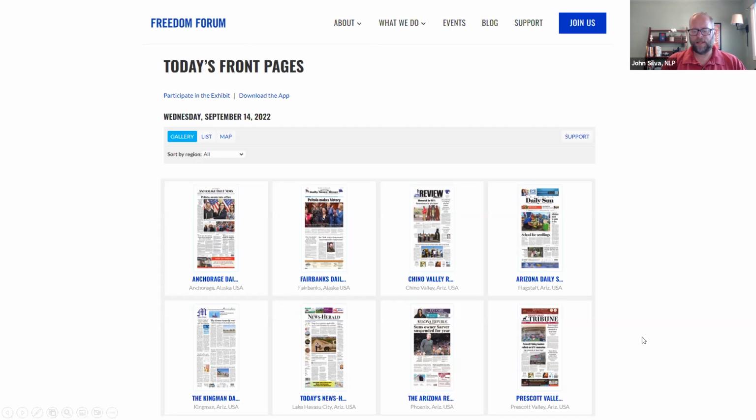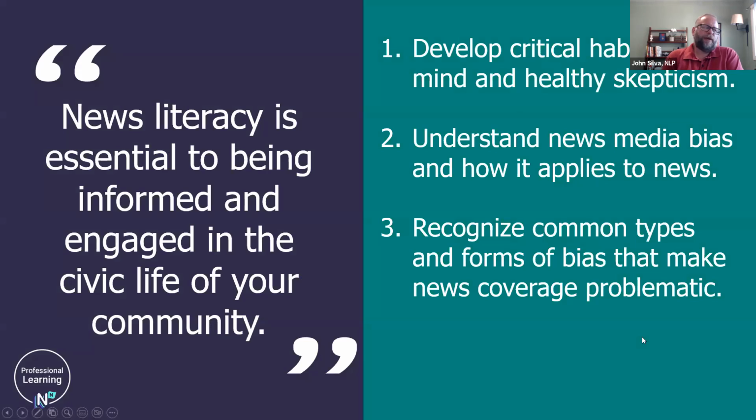Okay, so the last thing I want to reiterate, I mentioned this at the very beginning. News literacy in general, but also news media bias in particular, is an essential component of trying to foster and encourage civic engagement in our students. If we're going to be informed in a way that's reliable and credible, we need to make sure that we're emphasizing sources that are informing us and are doing it in a way that is fair and accurate.